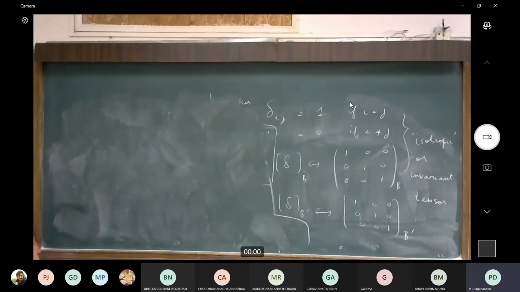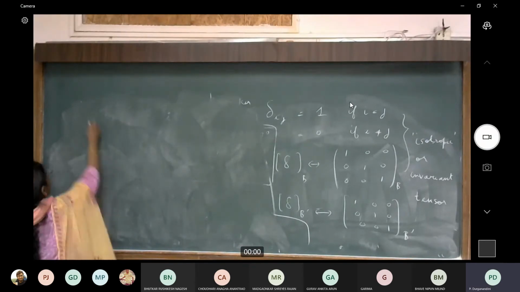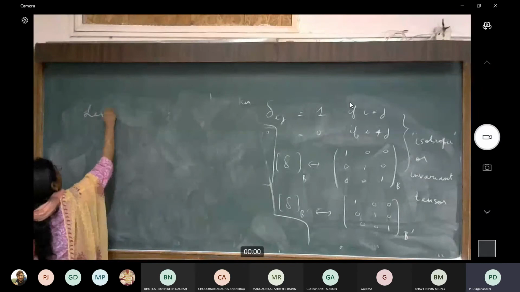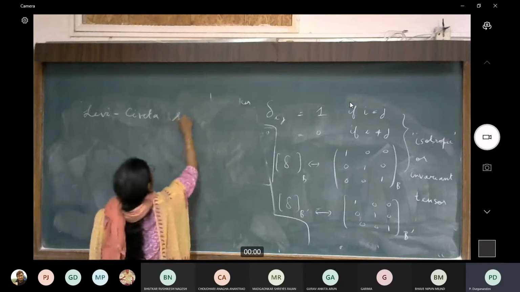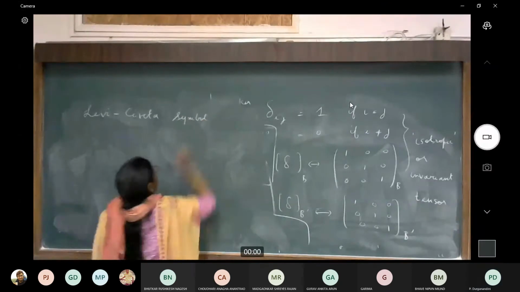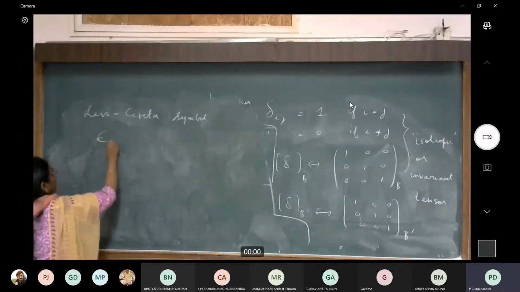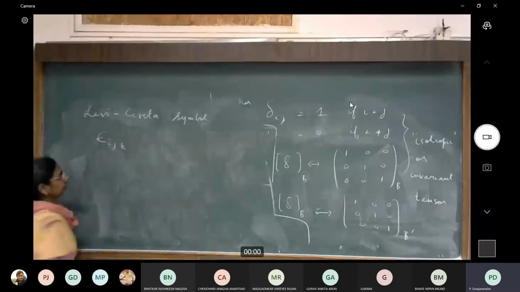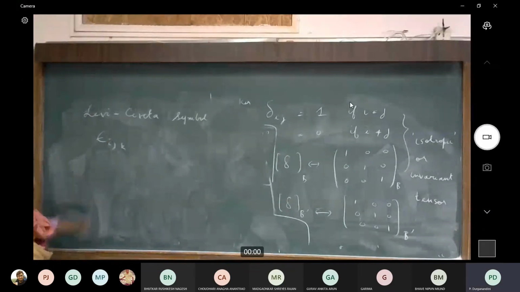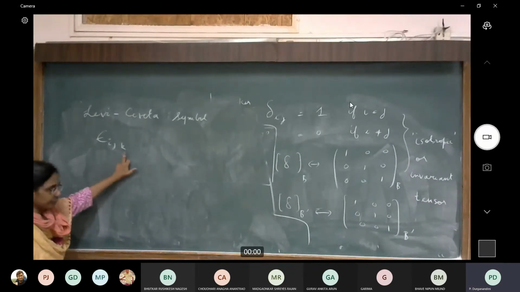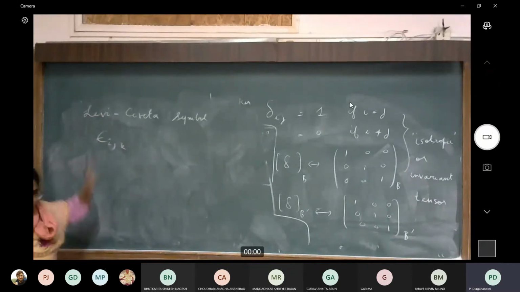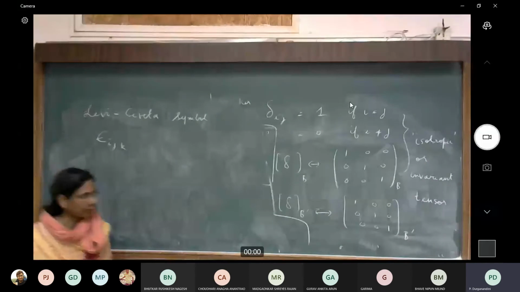Another object which we are going to be very much interested in is the following. Consider this, which will be familiar, but again I will present it. The Levi-Civita, I'll first call it simply a symbol, epsilon ijk. Now, i can take values 1, 2, 3, j can take values 1, 2, 3, k can take values 1, 2, 3. So how many components are there in this object altogether?